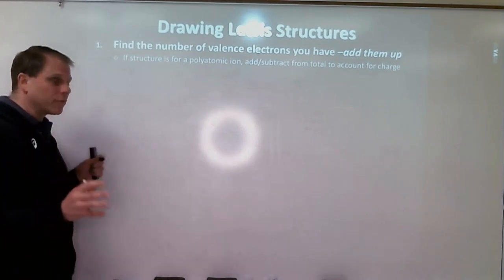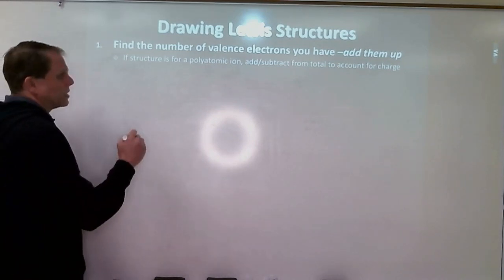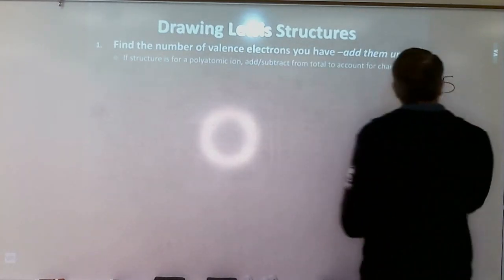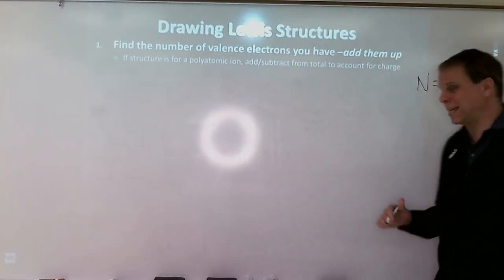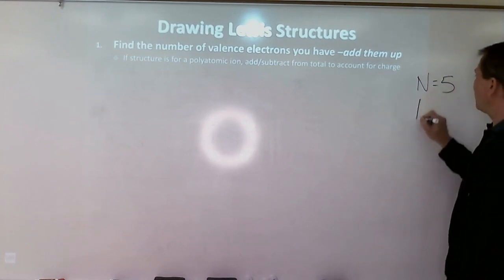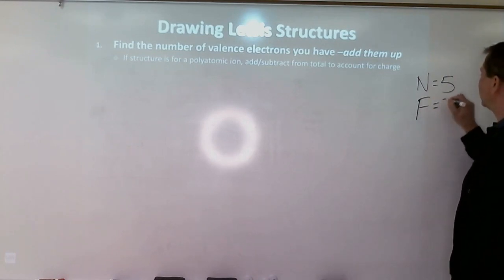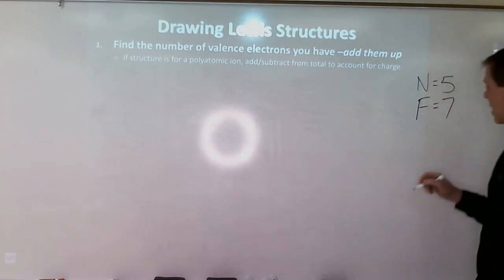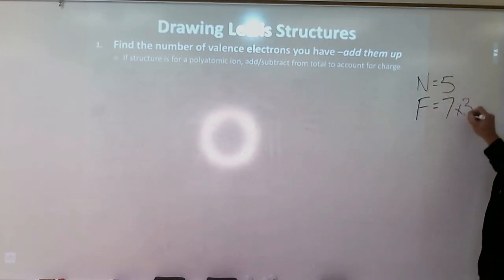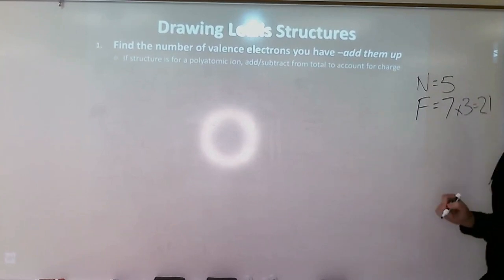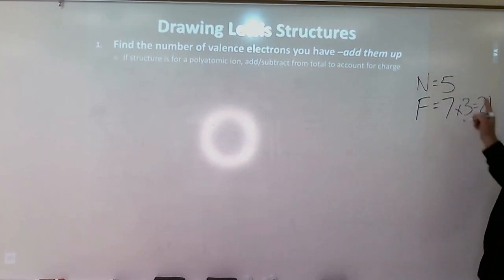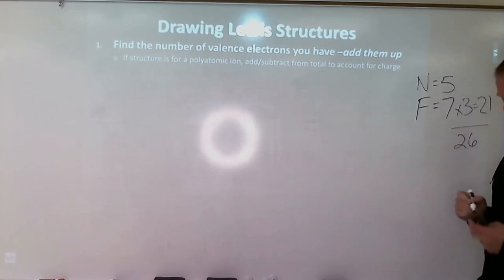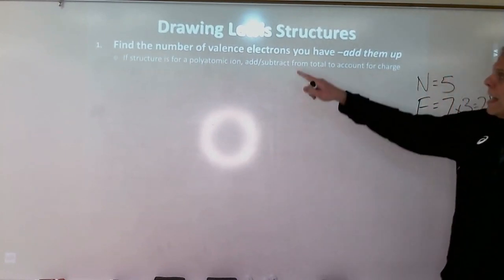So we started with NF3, right? So nitrogen, I'm just going to put it over here. Nitrogen has 5 valence electrons. How do I know? It's in group 15, right? 15 and 5. Fluorine has 7 valence electrons in group 17, but there's 3 of them, NF3. So I've actually got 21 valence electrons just for fluorine. So if I have 21 electrons and 5 electrons, I've got a total of 26 electrons that I've got to place, right?